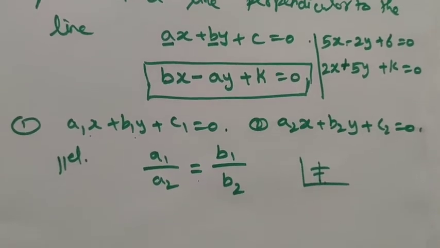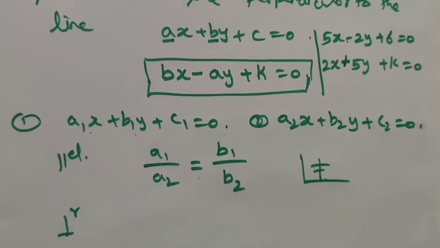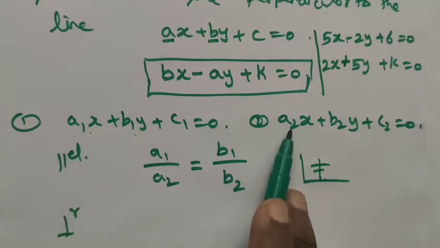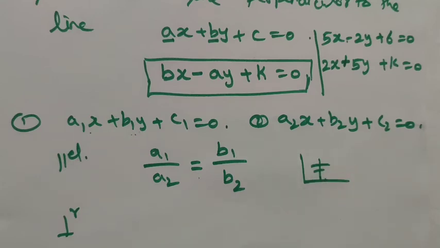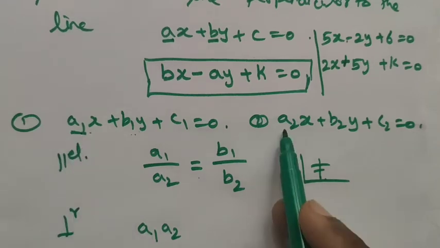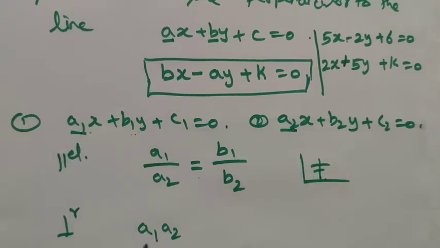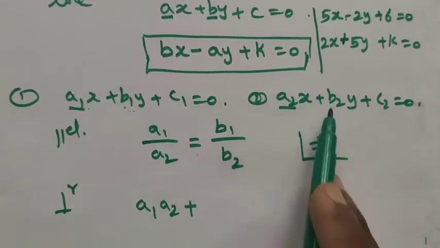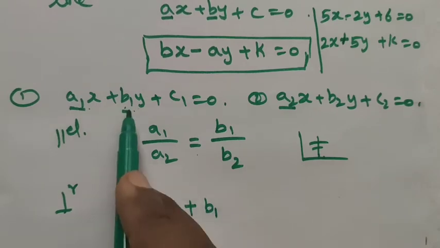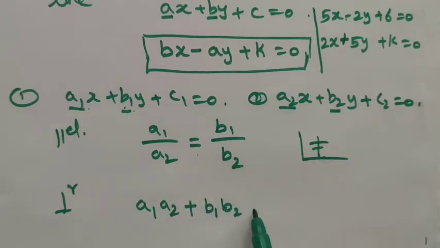Next, the same applies for the perpendicular condition. The lines are perpendicular if and only if the product of the coefficients of x plus the product of the coefficients of y is equal to 0, right? The product of the coefficients of x is a1 times a2. Product means multiply these terms, plus the product of the coefficients of y, that is b1 b2, equal to 0. When we add these two terms and get 0, then it is perpendicular, otherwise it is not perpendicular.